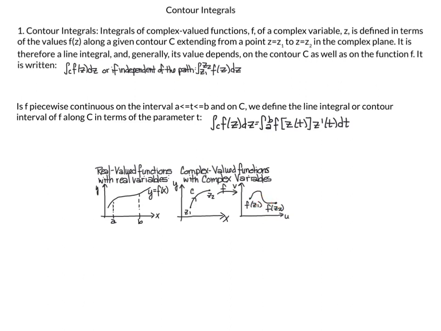You don't really care about the values of f outside of this curve. You're only concerned with the values of f on the curve, which is why you plug the parameterization into f. This z prime comes from a chain rule somewhere, and we're not going to develop this formula, but you do have to remember to multiply by z prime. And again, this z prime comes from your parameterization.